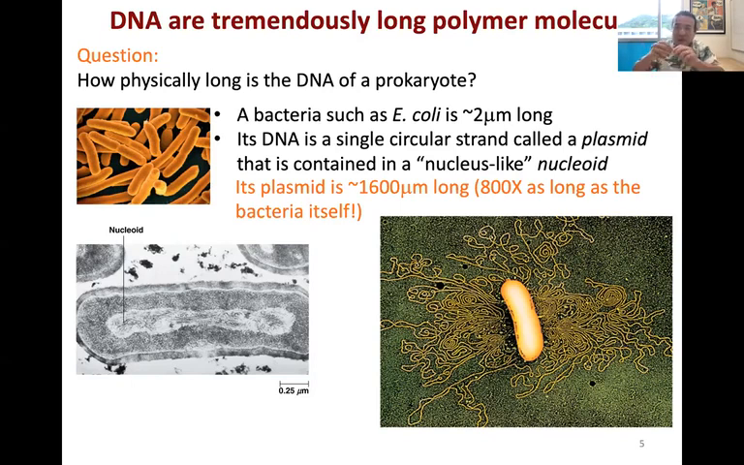If you were to unravel the genome of an E. coli bacteria and actually straighten it out and measure it from one end to the other, you'd find that the plasmid is about 1,600 micrometers long. In other words, the DNA alone is 800 times as long as the bacteria is. This image on the right here shows a bacteria that has been lysed, and you can see its genome spilling out. So it's remarkable that humongous molecule is packed into a small space.